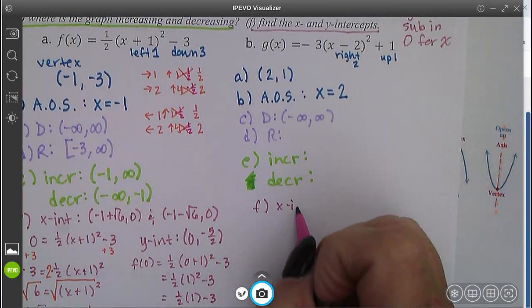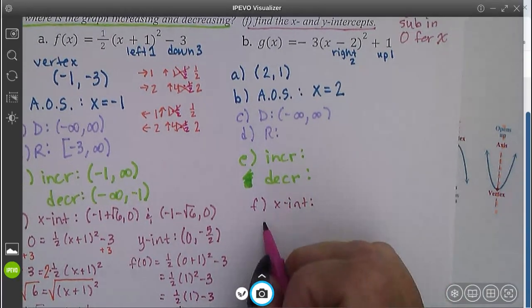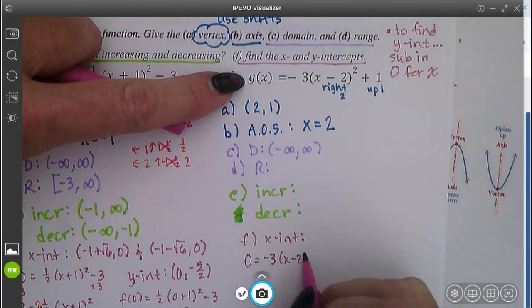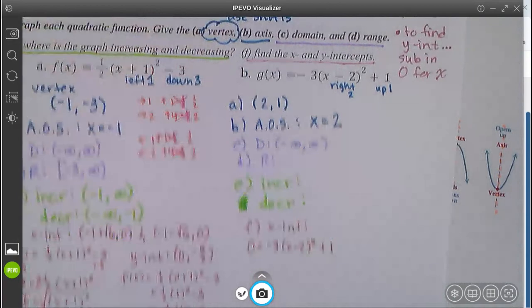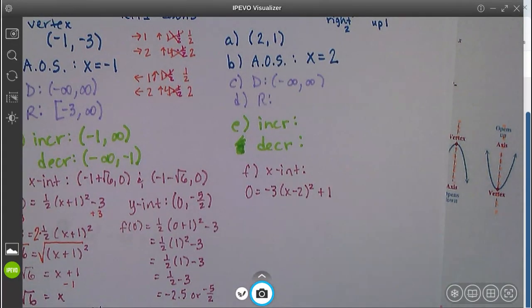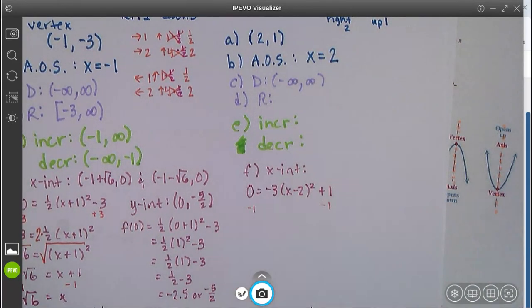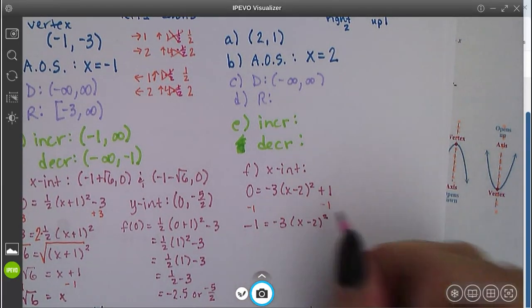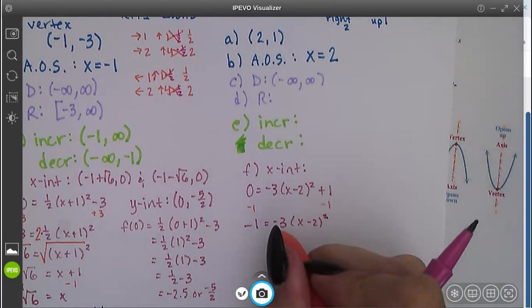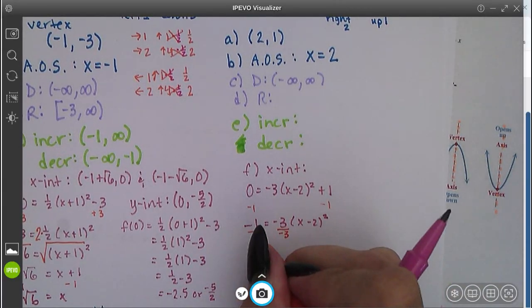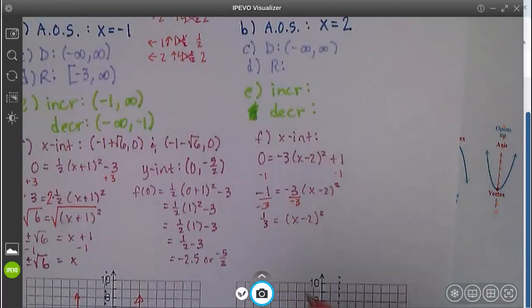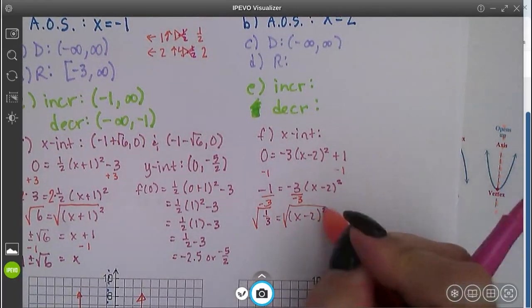So x intercepts, we replace the g of x with 0. So 0 equals negative 3 times x minus 2 squared plus 1. And then we need to solve for x, so I will subtract 1 from both sides. So negative 1 equals negative 3 times x minus 2 squared. Divide both sides by negative 3. Leaves me 1/3 equals x minus 2 squared. Take the square root of both sides.